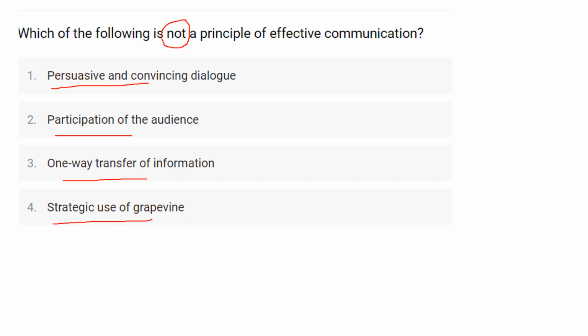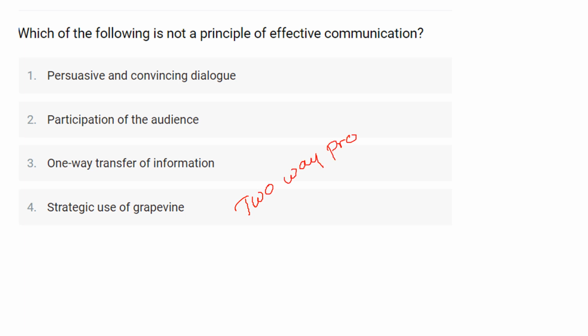Okay, so the principles of effective communication are: the principle of clarity should be there, principle of brevity should be there, okay, the principle of simplicity should be there, the principle of timeliness is there, the principle of campus is there. Okay, so all these things are included in the principles of communication. The strategic use of grapevine is included, the participation of audience is included, then convincing dialogue is also included in effective communication, but the one-way transfer of information is not included here. We consider communication a two-way process, right? So here the one-way transfer of information is not a principle of effective communication.